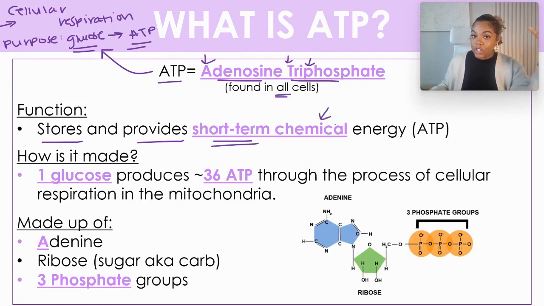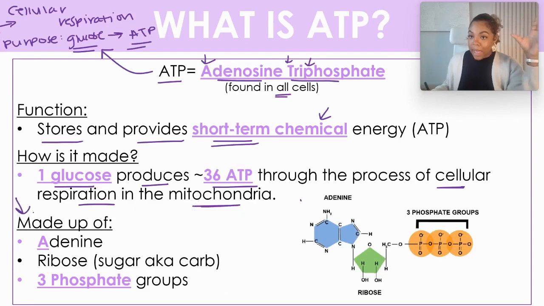Why do we say chemical energy? Because this ATP molecule is made through a process that stores the energy that it received from some other molecule, like light energy. How is it made? We take one glucose, and this one molecule of glucose will produce approximately 36 ATP through the process of cellular respiration, and this occurs in the mitochondria.